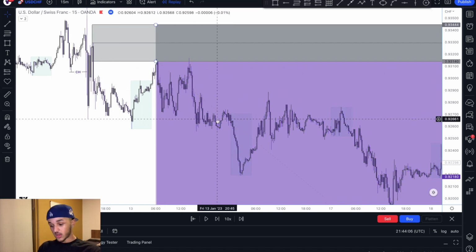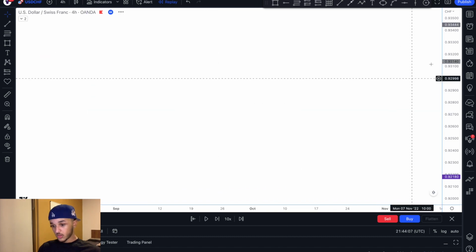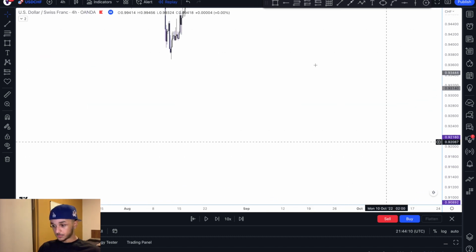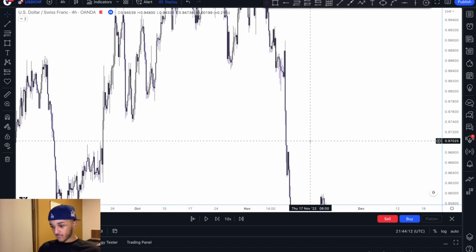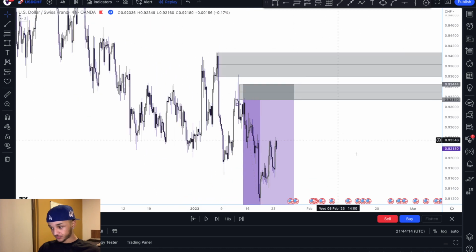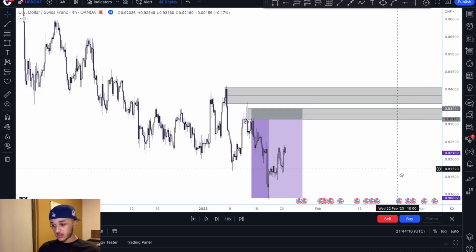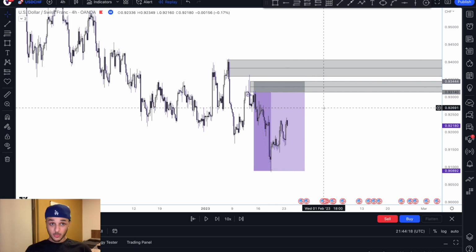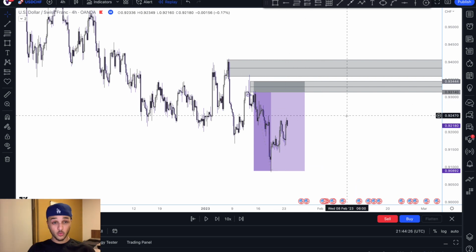And if we jump back on the higher time frame, and I'll just locate the chart, we can see that price gave us a 30 pip stop loss, which is still not ideal, but it is better than a 47 pip stop loss. And we still had that 224 pip impulse move to the downside.